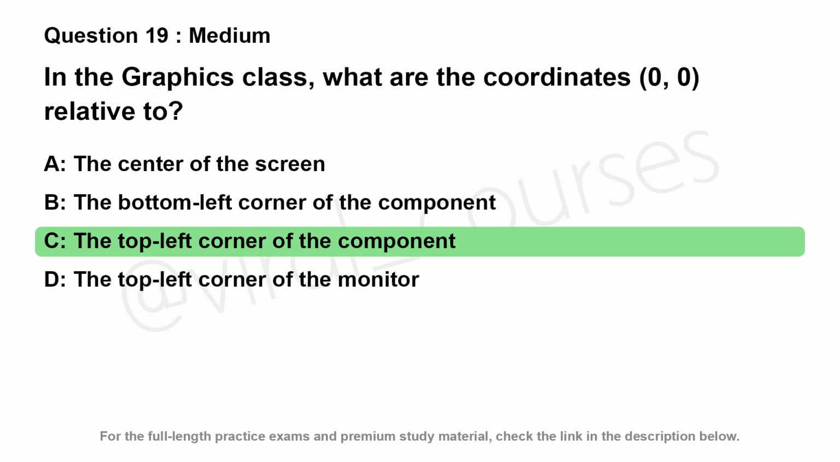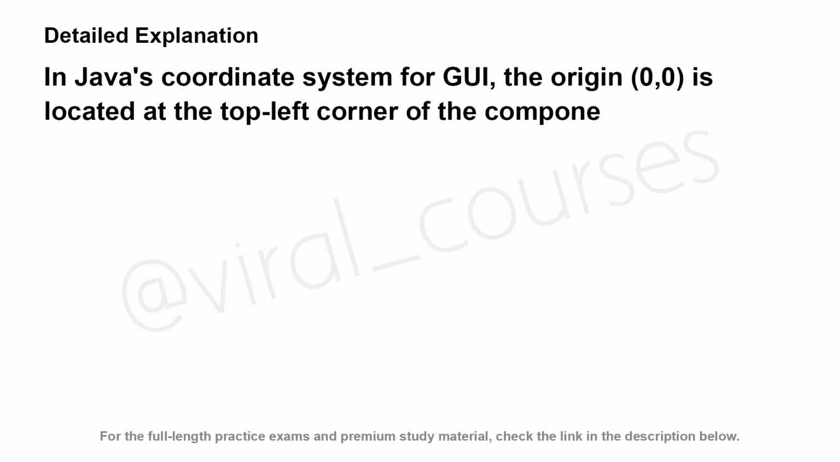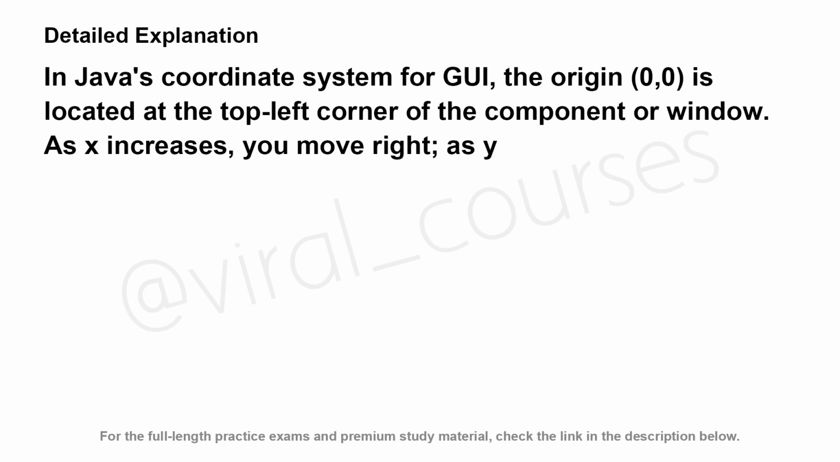The correct answer is C. In Java's coordinate system for GUI, the origin (0, 0) is located at the top left corner of the component or window. As X increases, you move right. As Y increases, you move down.